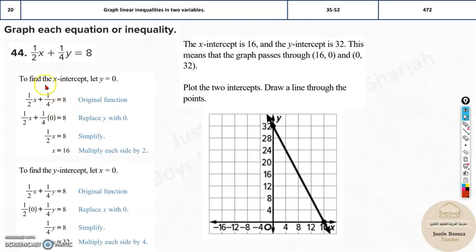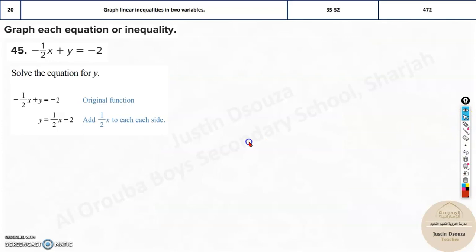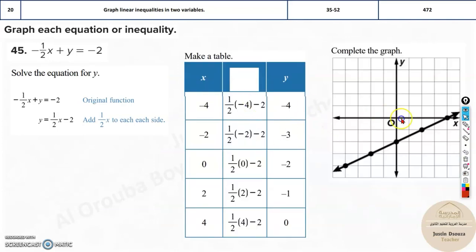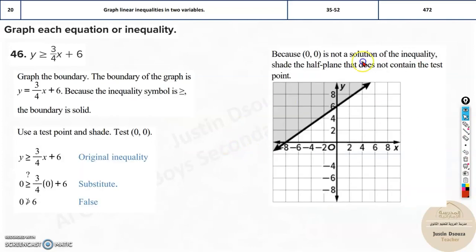Here the intercept method is used. You know, x-intercept means y is 0, and find the answer. The x-intercept is 16, the y-intercept is 32, and just join them. That is also possible. Table method, various methods are possible. So it's up to you. You can choose any of these methods. All the answers are there.